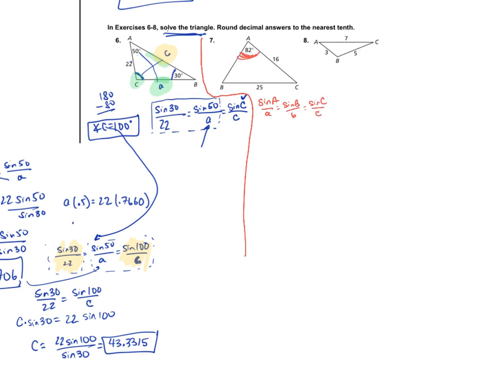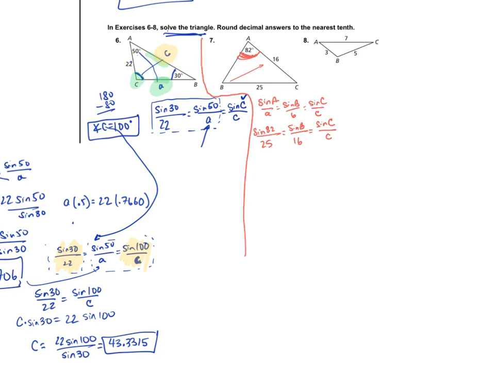Okay, here's angle A. So I have the sine of 82 over 25 equals the sine of B. I don't know what angle B is, over 16, so that's little b. And then sine of C, I don't know what angle C is, and I don't know what little side c is. So those are two variables I do not have. So I take a look at this and I say, all right, do I have enough info to be able to solve for something? Yes.